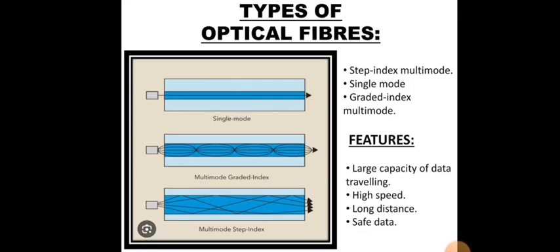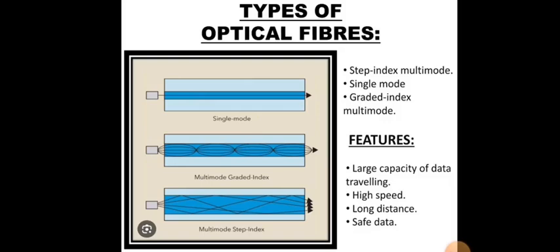The second type is the single mode. When the fiber core radius is reduced to the order of a wavelength, only a single angle or mode can pass. The single mode is typically used for long distance applications.